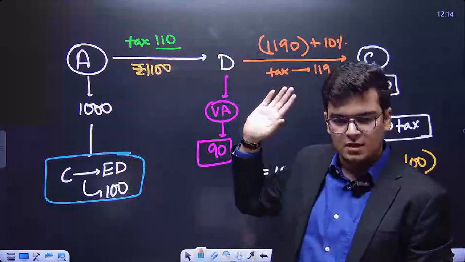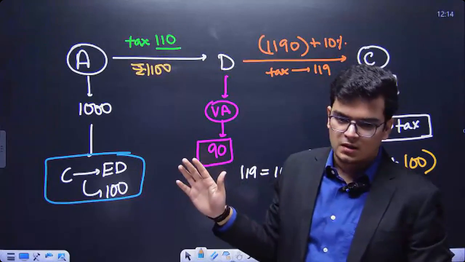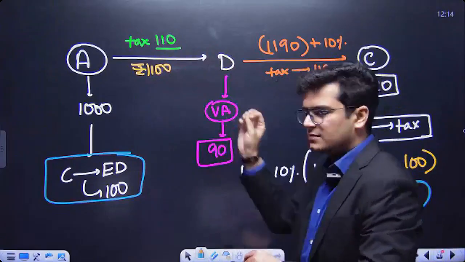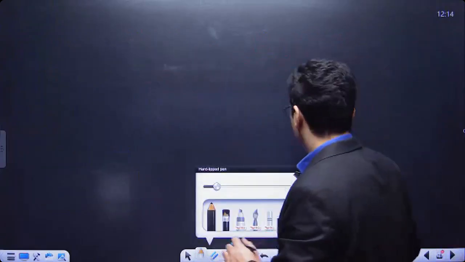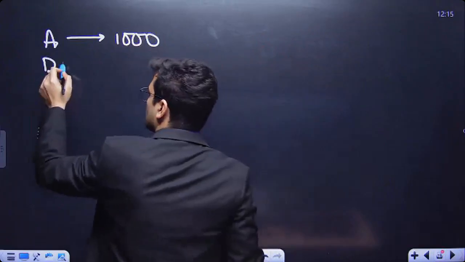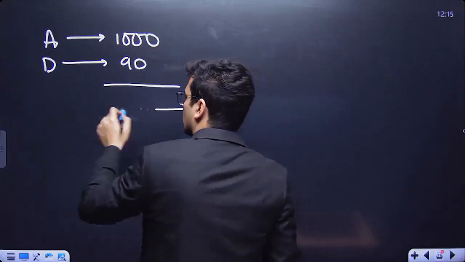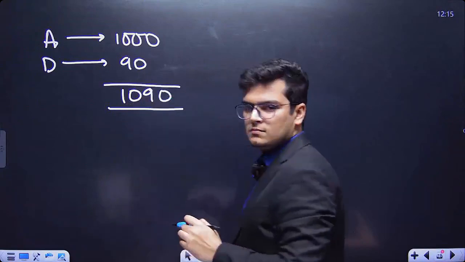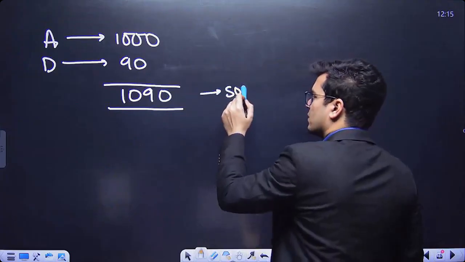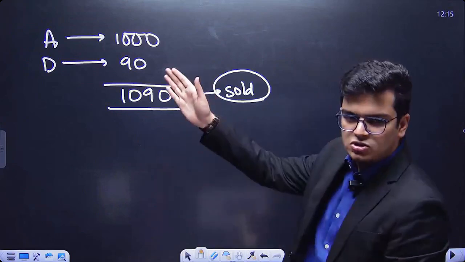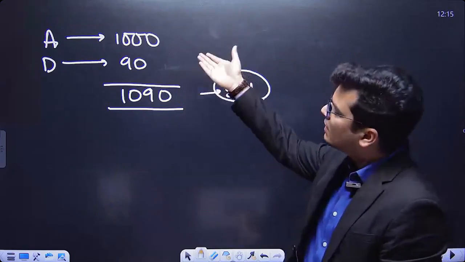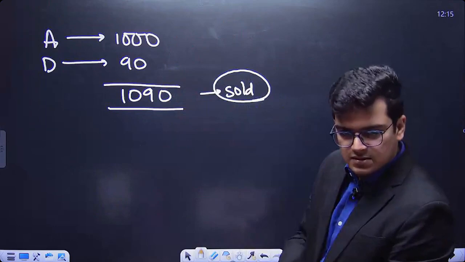Because if I look at it, what has happened in this entire transaction? I write it in words. A company called Apple produces something for 1000 rupees, a distributor adds 90 rupees, total was 1090. This was sold for 1090. There is a tax of production. There is a tax of sale. Both taxes are 10%. Right?